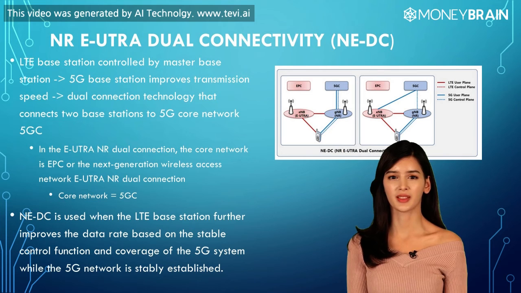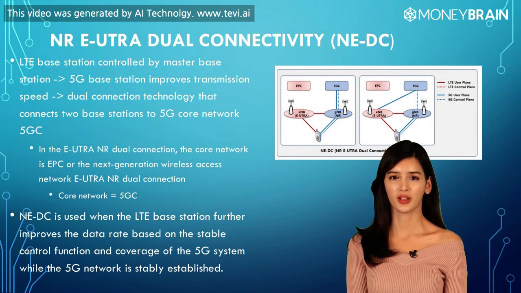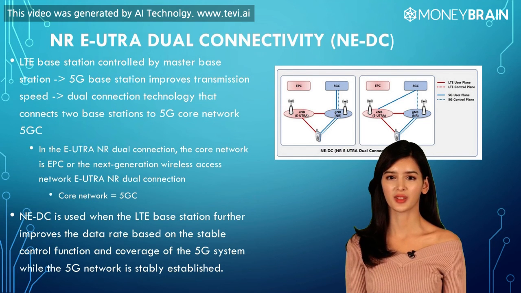New radio ultra dual connectivity. This is an explanation of the evolved universal terrestrial radio access technology dual connection. The description of the technology has been described immediately above, so please refer to it. It is important to remember that new radio ultra dual connectivity is an additional base station based on the stable control, function, and coverage of the 5th generation mobile communication system at the stage when the mobile communication network is stably established. It can be used to increase speed, and this technology shines when the 5th generation mobile communication system is in the network maturity stage.